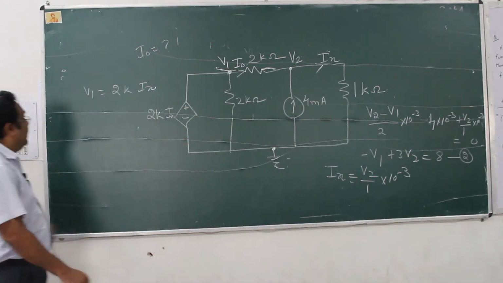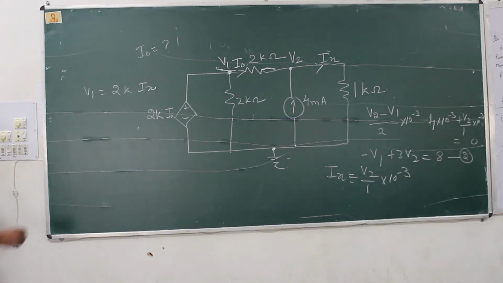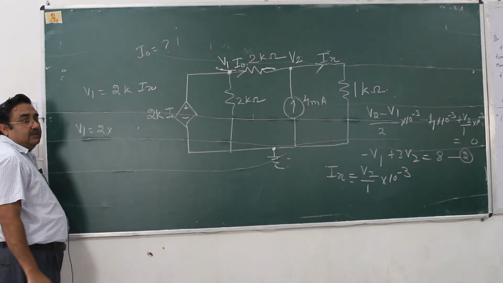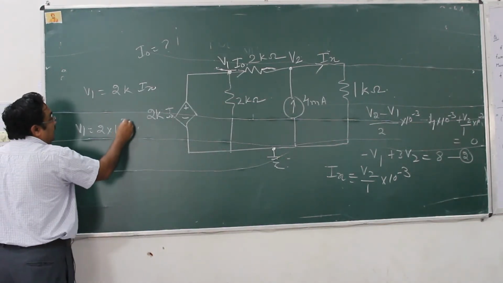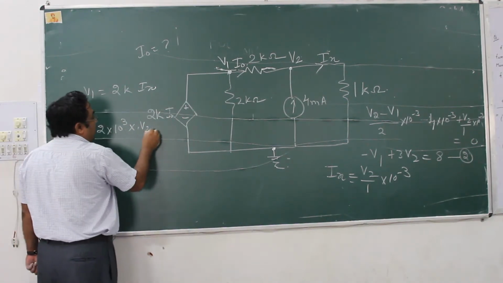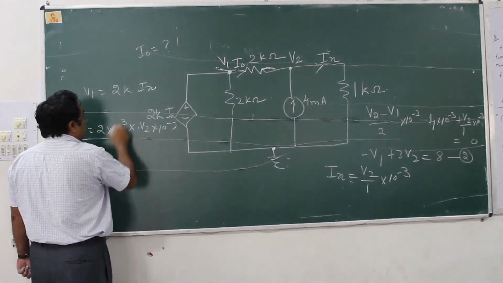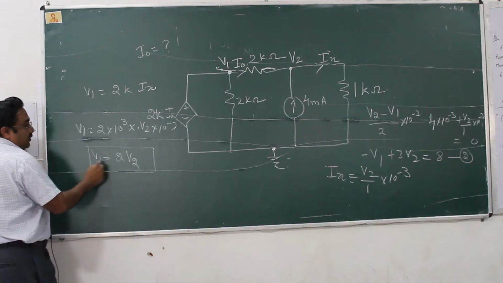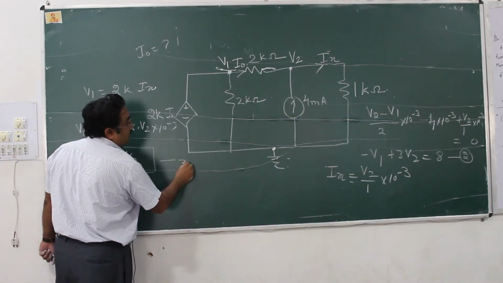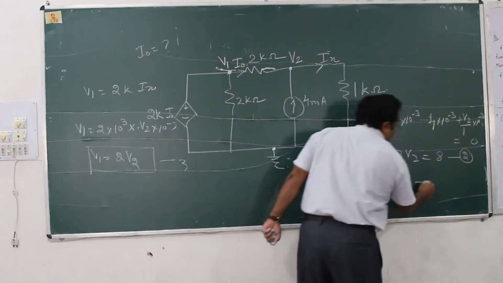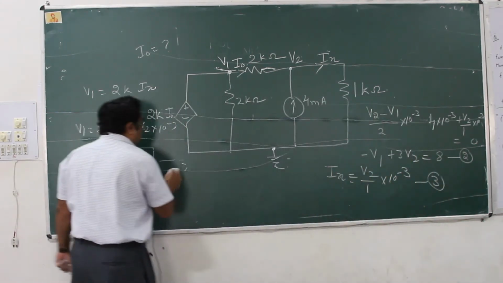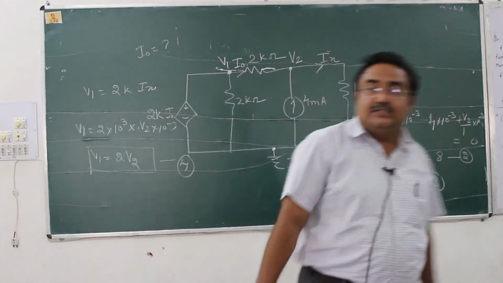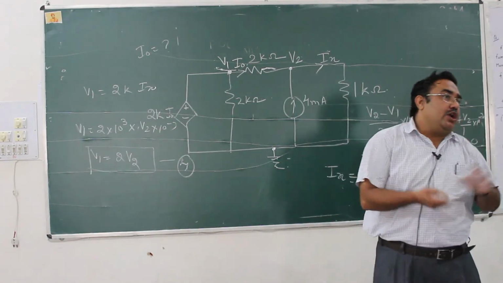So just substitute this value here. What will you get? V1 comes out to be 2 K, K means kilo, that is 10 raised to power 3. Ix is V2 into 10 raised to power minus 3. So this is cancelled. So V1 comes out to be twice V2. This is equation number 3, this is equation number 4. So solve equation number 4 and equation number 2, and you will get the result in terms of V1 and V2. Is this clear or not?